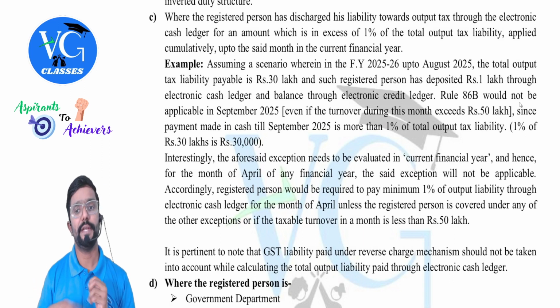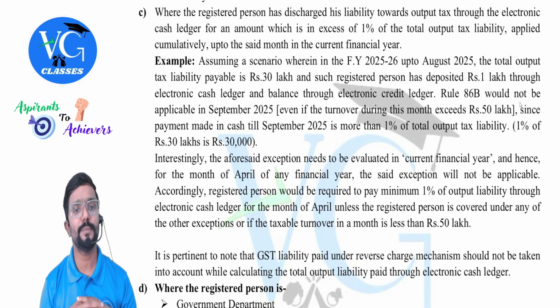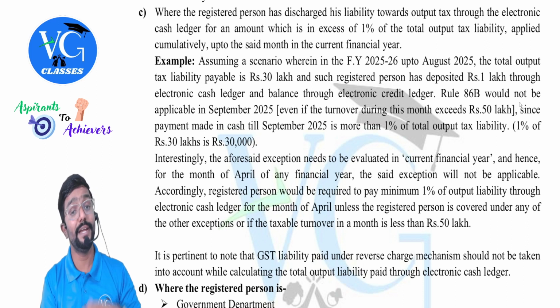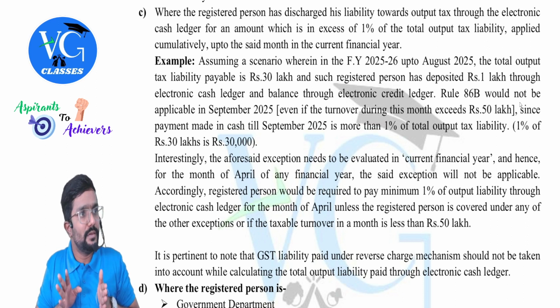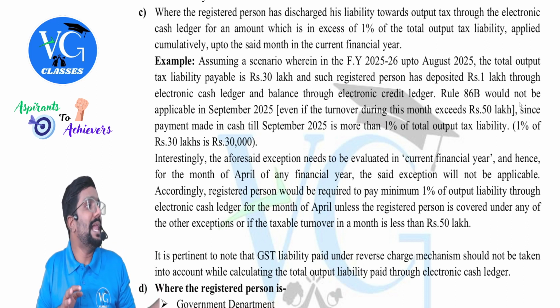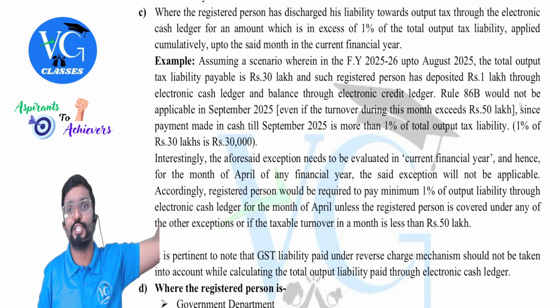Sure. Let me read it. Where the registered person has discharged his liability towards output tax through the electronic cash ledger for an amount which is in excess of 1% of total output tax liability applied cumulatively upon the said month, up to the said month in the current financial year. Means leave the current month, take it till the end of last month. From when, sir? From the beginning of the financial year.